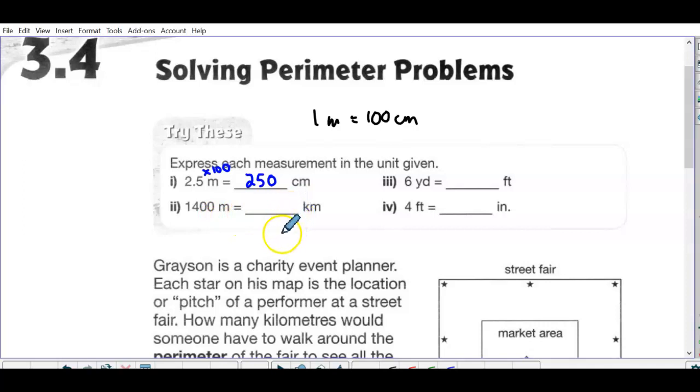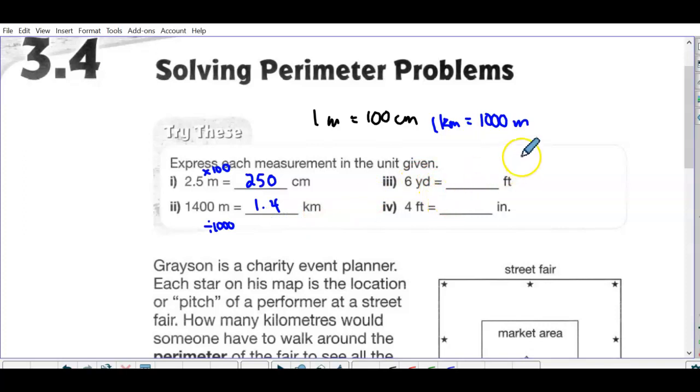The next one, meters to kilometers. In this case, remember there's 1,000, so 1 kilometer equals 1,000 meters. So I don't have the conversion for 1 meter. It would be 1 over 1,000, or in metric, we usually do some dividing. So you divide by 1,000, that would be 1.4 kilometers.